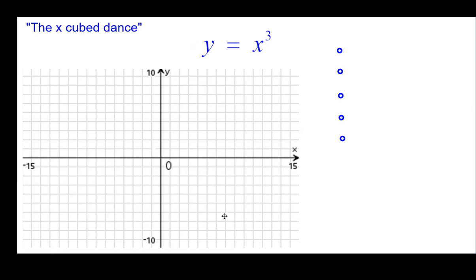So we're ready to do the x cubed dance. So we will start off with the point of inflection at the origin. And from there, we'll go right 1, up 1, because 1 cubed is 1. Right 2 and up 8, because 2 cubed is 8. Left 1, down 1, -1, the quantity cubed is -1. And -2, the quantity cubed is -8. So left 2, down 8. And that's the x cubed dance.